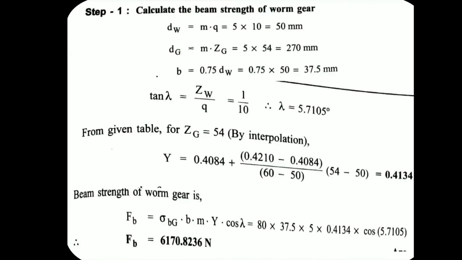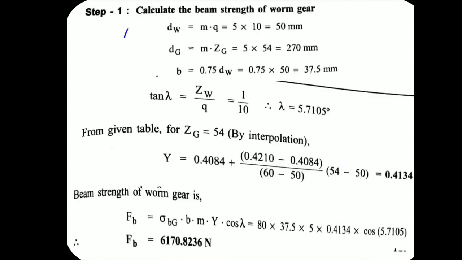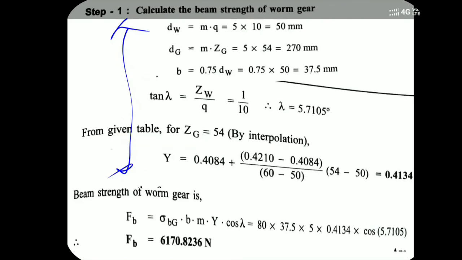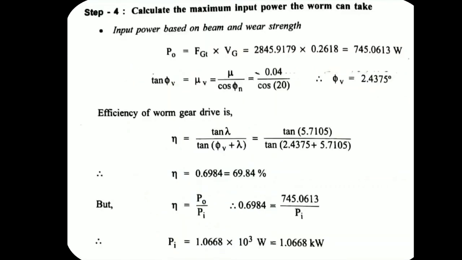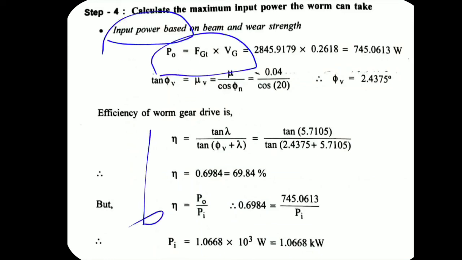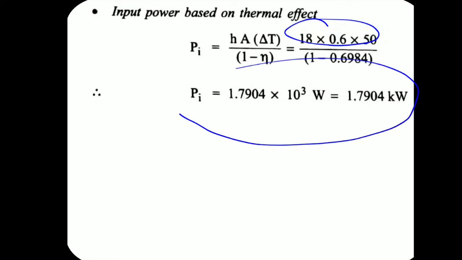Clear? I will revise the things. First of all, write the given data properly, understand the problem. As the table is given, it means it has some importance. Next thing, terminology. First of all, we need to calculate the beam strength they have asked. Then wear strength they have asked. Effective load, through which we calculate the maximum FGT, tangential force. Then they have asked for input power calculation. We know the output power for the gear, through which we will have to calculate input power from the efficiency equation. Now they have given the overall heat transfer coefficient and temperature value, by which also you can calculate the input power. Clear?